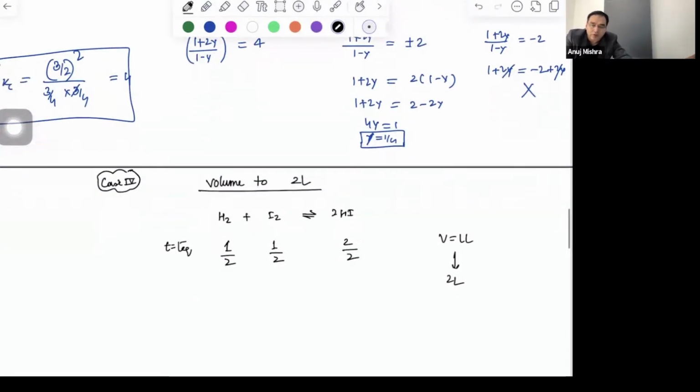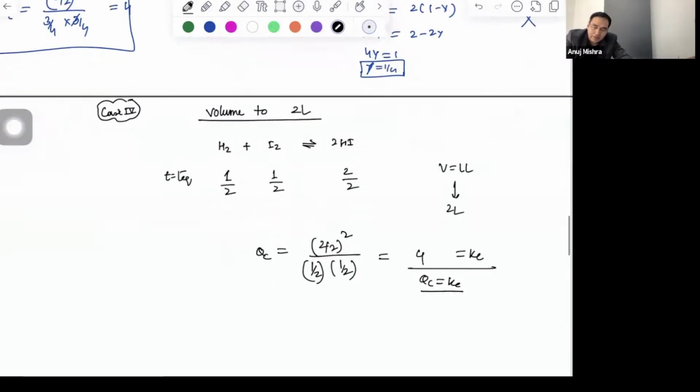And as soon as you write 2 here, you have to calculate QC. Always calculate QC in such cases. What is the value of QC? 2 by 2 whole square upon 1 by 2 into 1 by 2. Mathematically, this is 4, which is same as KC. Since QC is equal to KC, I'll say no change. It is still at equilibrium.